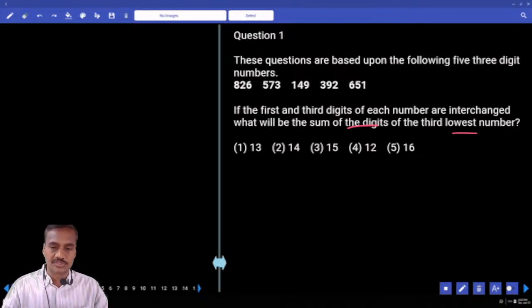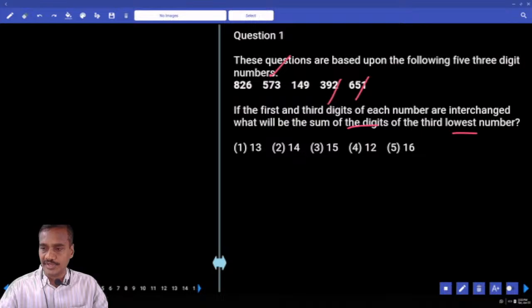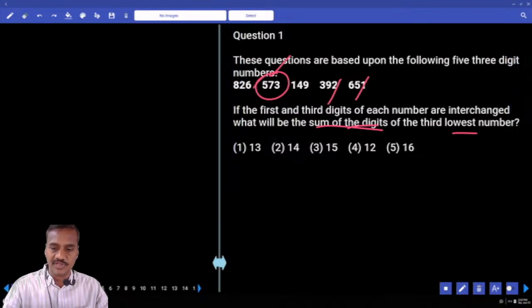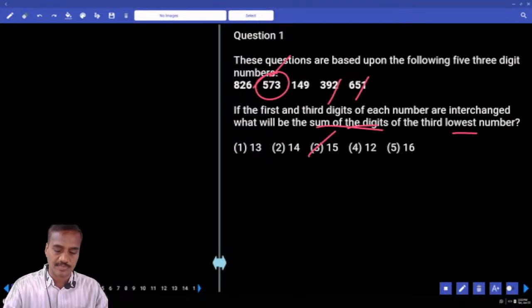Following is the third lowest. Now the first lowest time is the 1, 2, 3, third lowest 573. Then what will be the sum of the digits? What is the sum of this one? And 15. 15, that is choice 3, question number 1.